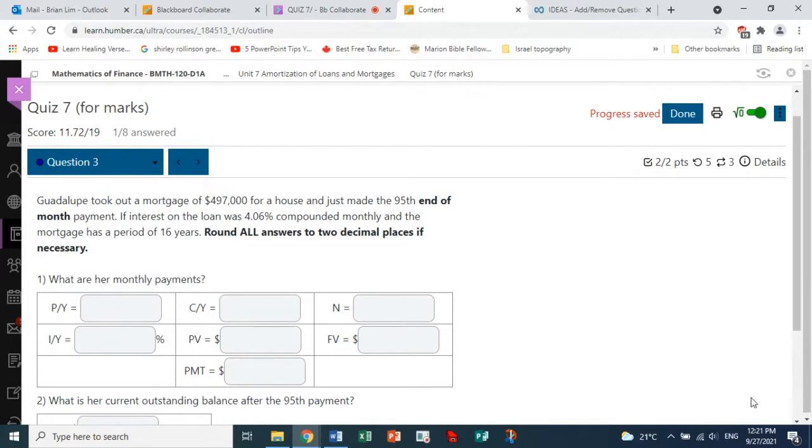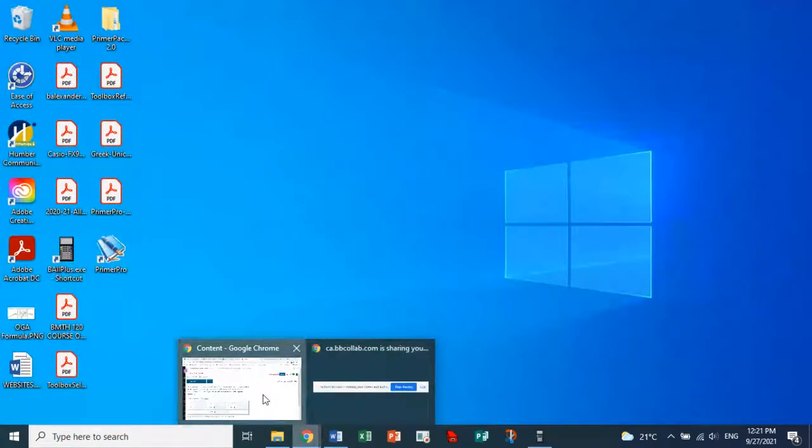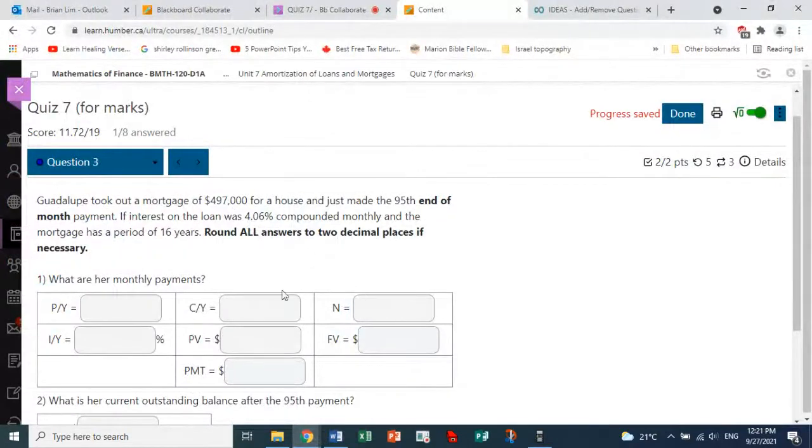All right, so let's activate the calculator first, and while the calculator is activating, we'll go back here and fill in the boxes. The mortgage is 497,000, so that would be the present value. The 95th end of month payment means monthly payments at the end of the month, so PY would be 12. Interest is 4.06 compounded monthly, so CY will also be 12.